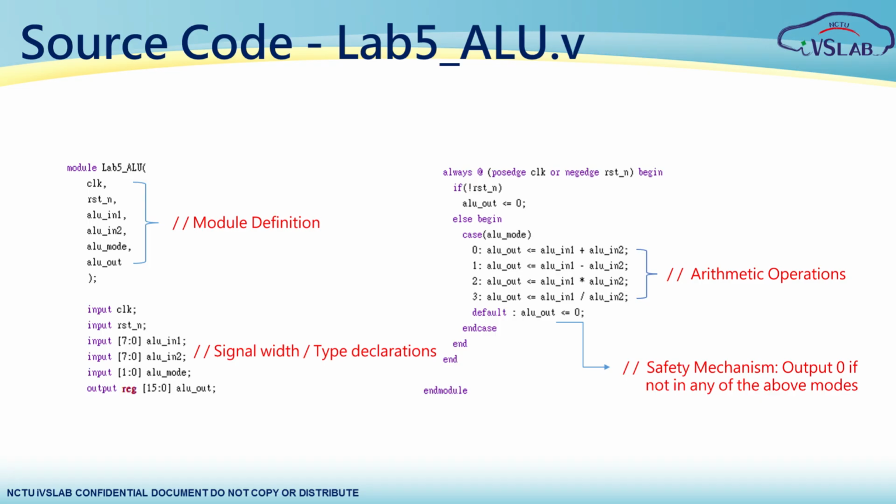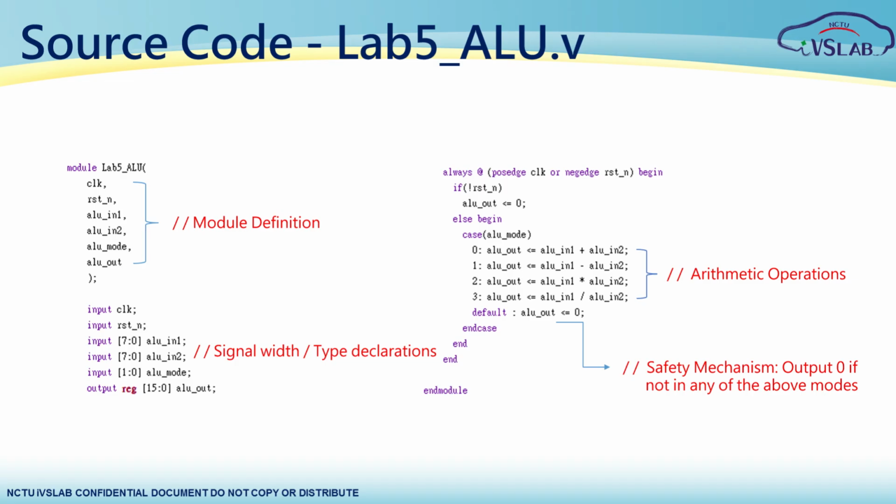Now that we have wrapped up our communication architecture, let's shift our focus to the ALU source code. First, let's look at the module definition and declarations on the left half of the screen. As you can see, both input operands are defined as 8-bit, while the mode selection signal is 2-bit, which aligns perfectly with the 4 operation modes we discussed earlier. Finally, for our operation output, we declare it as a 16-bit wide signal. This is a critical design choice to ensure that when a multiplication is executed, the product won't suffer from any overflow.